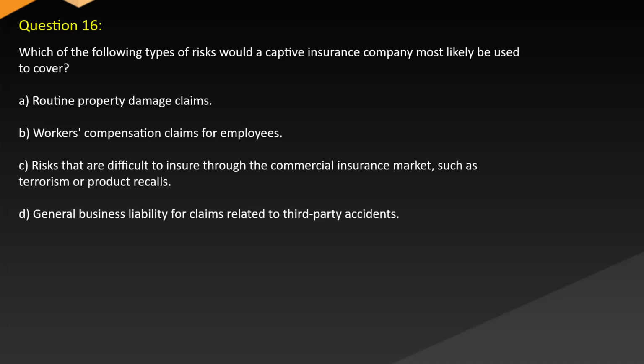Question 16. Which of the following types of risks would a captive insurance company most likely be used to cover? A. Routine property damage claims. B. Workers' compensation claims for employees. C. Risks that are difficult to insure through the commercial insurance market, such as terrorism or product recalls. D. General business liability for claims related to third-party accidents.